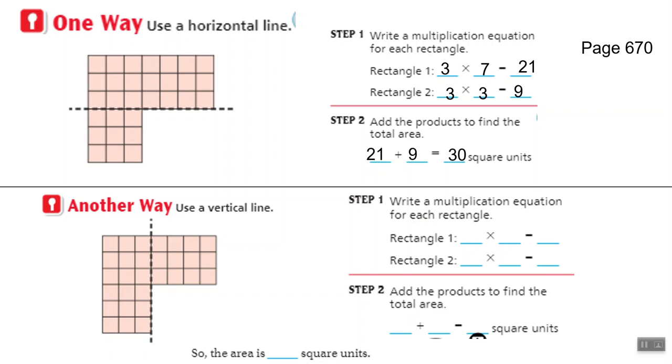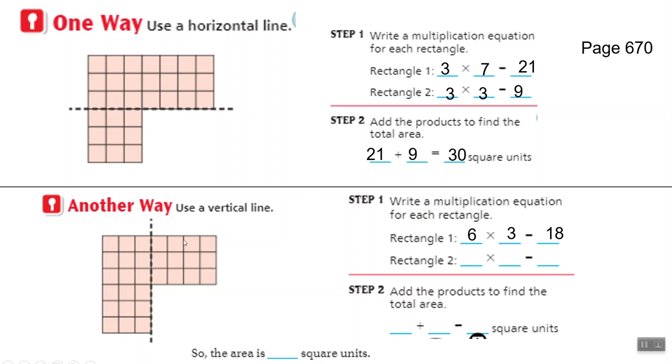Now, what about the other way, to use a vertical line? Okay, so rectangle number 1 will have what length? It will be 6, since we have here 6 square feet. And the width is 3, so 6 times 3 equals 18.